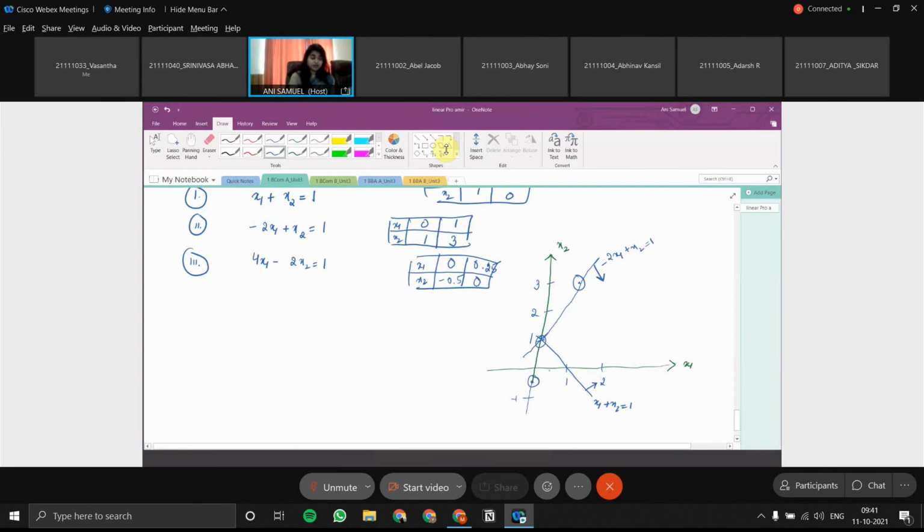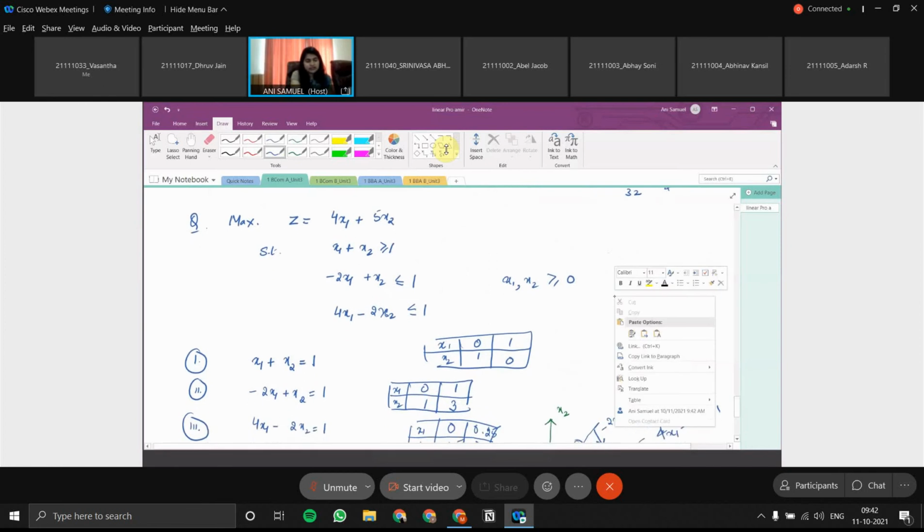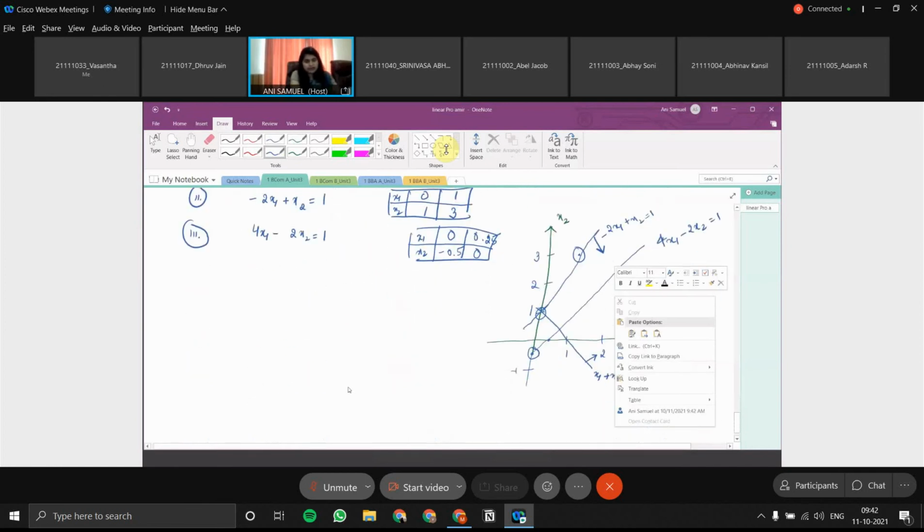Next is 0 and minus 0.5 and 0.25 somewhere here. Okay, this might not be correct. So this line is 4x1 minus 2x2 equal to 1. Above or below? Below. Below, ma'am. The region is less than or equal to 1. Less than or equal to.